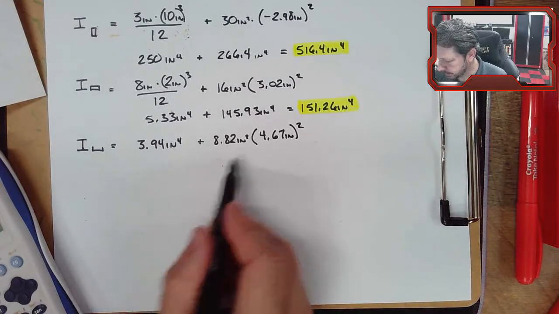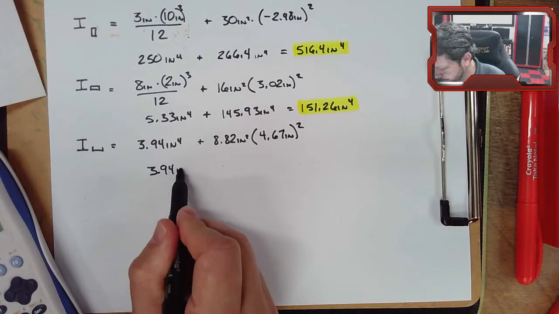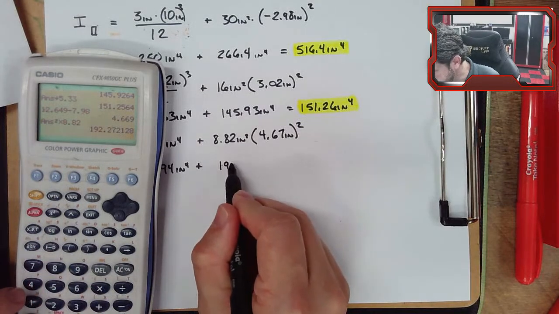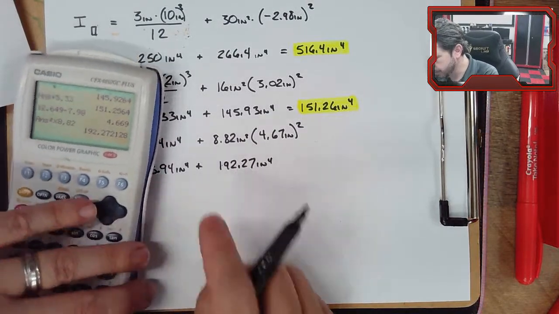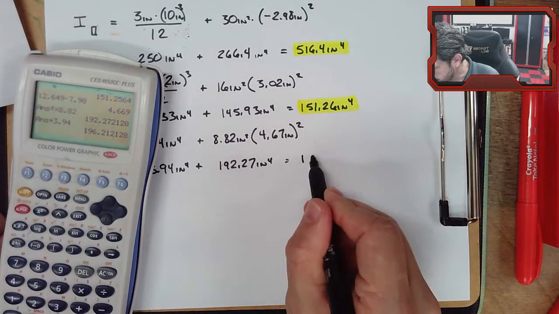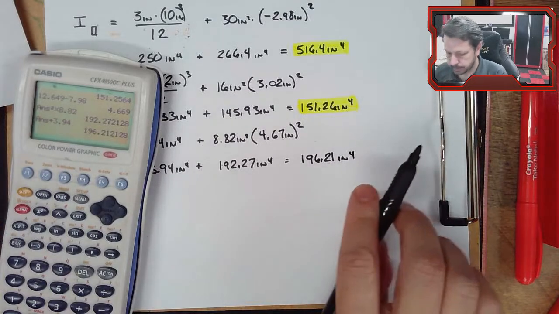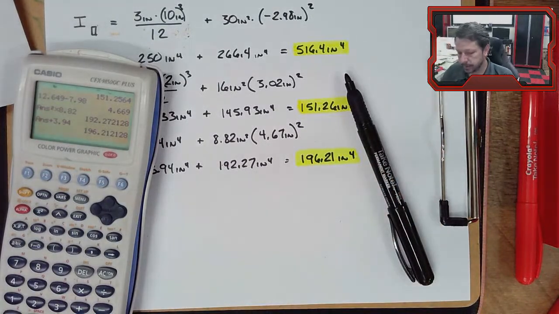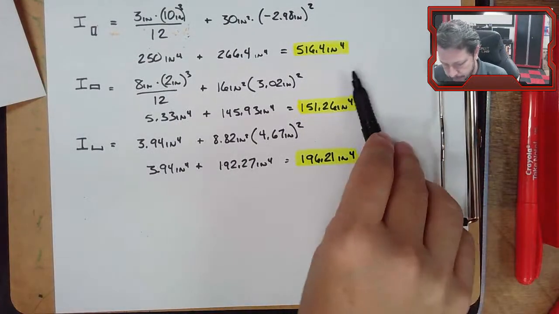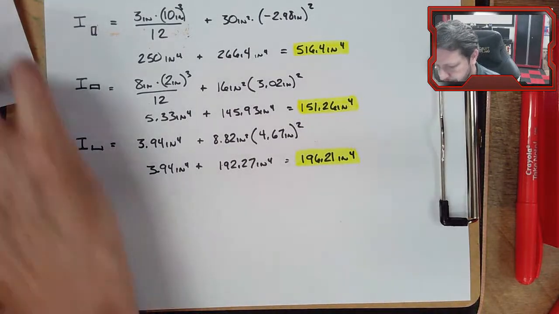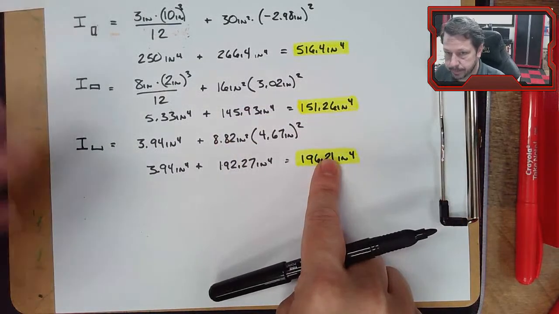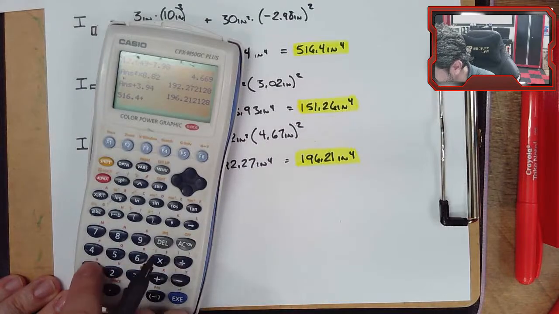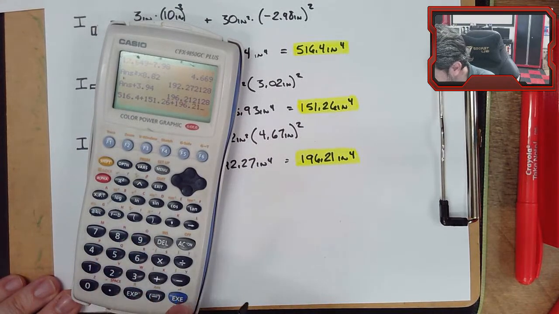And we square that. All right, so this one is just what it is, 3.94. And here we have that number squared times 8.82, 192.27. We add that to our 3.94 and we end up with 196.21. So there are the three pieces with their moment of inertia translated down to the neutral axis of the composite shape, and we can now get the moment of inertia of the whole cross section just by summing these three. So I equals, and let's add them up, 516.4 plus 151.26 plus 196.21 is 863.87.